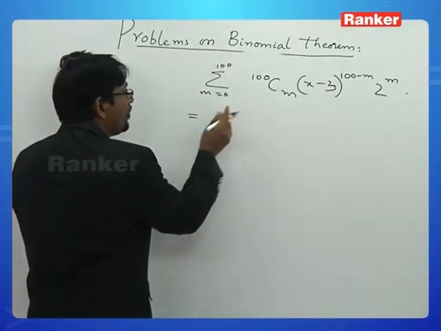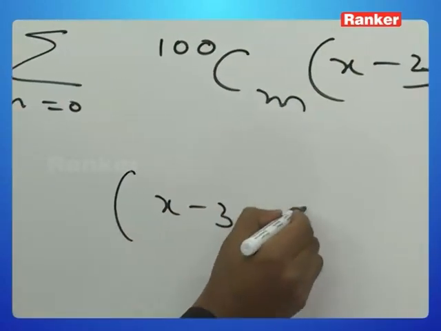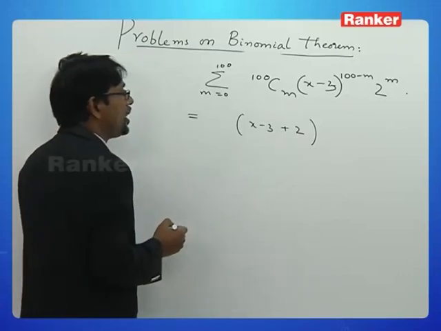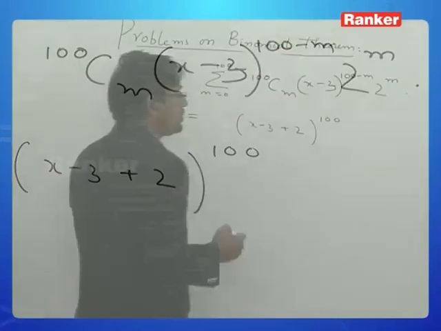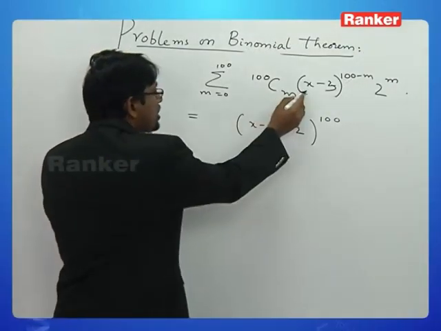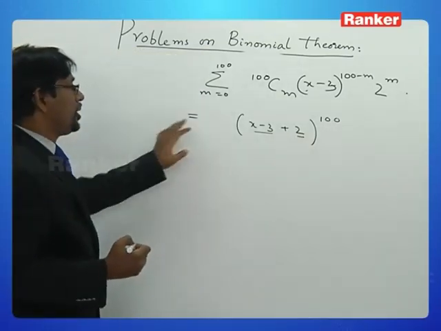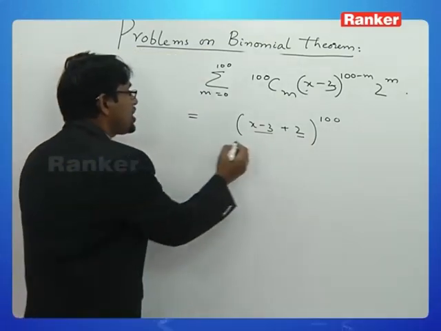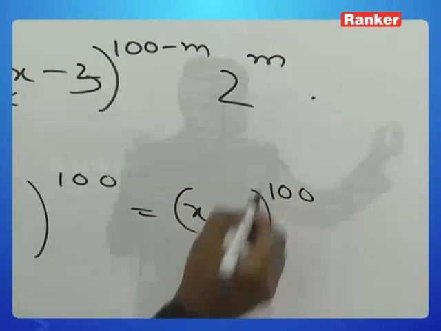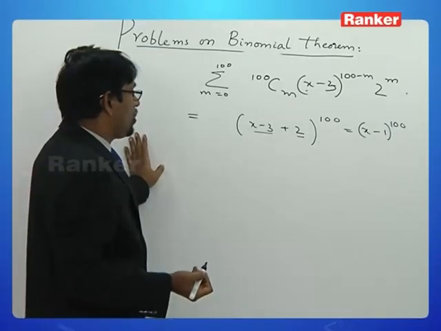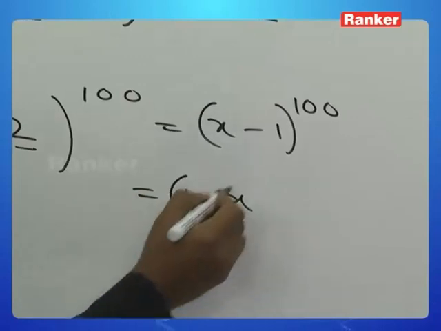So, what is it? We can club this into (x minus 3 plus 2) raised to the power 100. This x minus 3 is the first term and 2 is the second term in the binomial. This comes out to be this. What is this now? (x minus 1) raised to the power 100. Okay, but we can write it in the form of (1 minus x) power 100 as well.